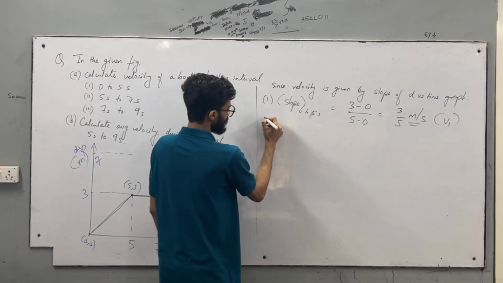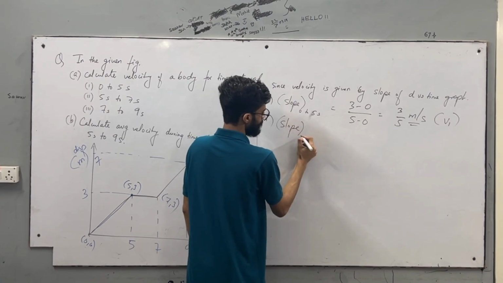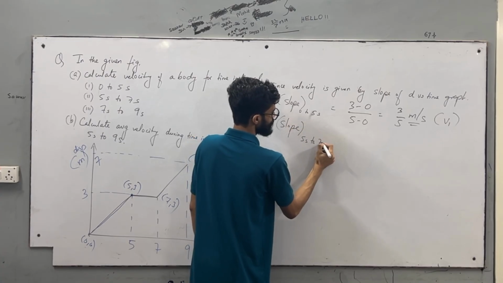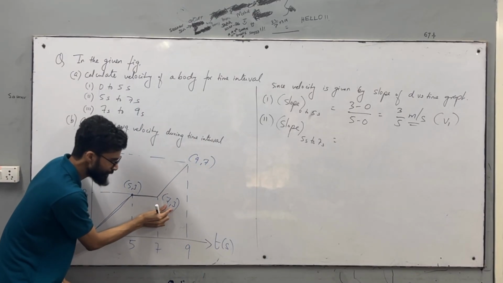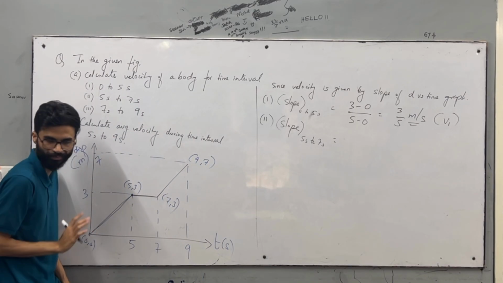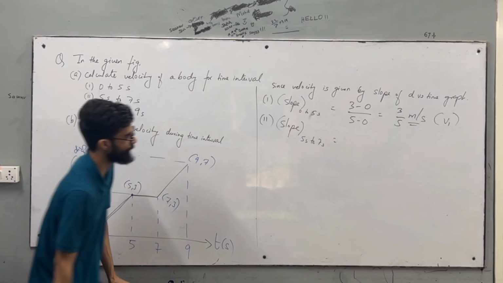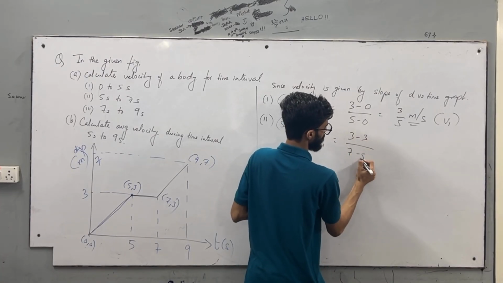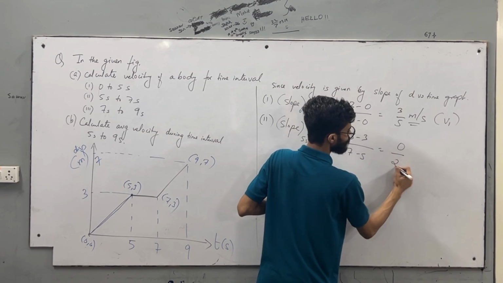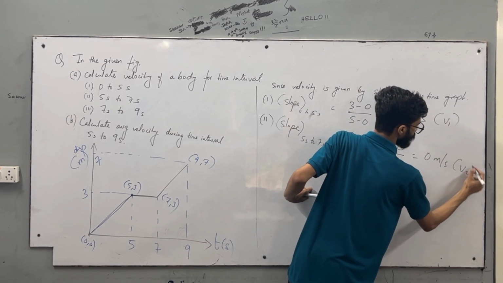अभी सेकंड के लिए करते हैं. सेकंड के लिए स्लोप from 5 seconds to 7 seconds. This is my x2 y2, this is my x1 y1. 3 minus 3 upon 7 minus 5. So this is 3 minus 3 upon 7 minus 5 is giving me 0 by 2 which is 0 meter per second. This is my v2.